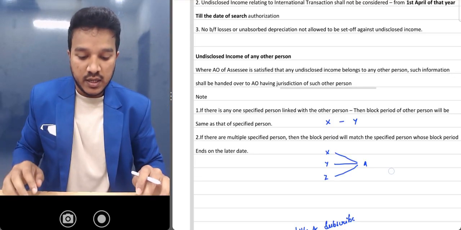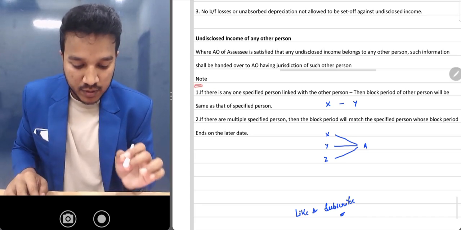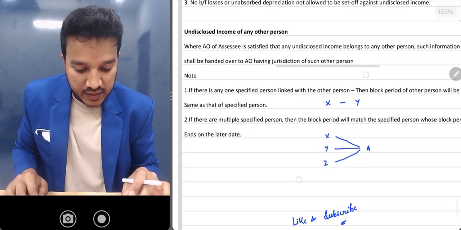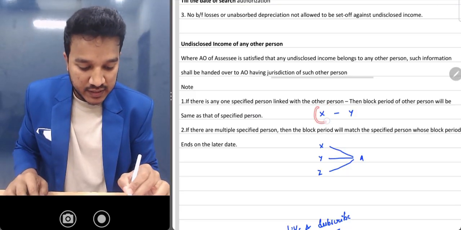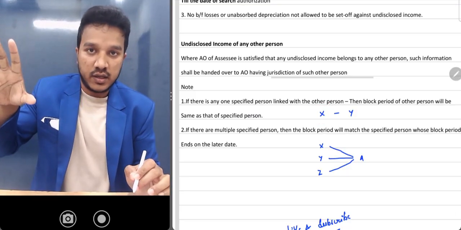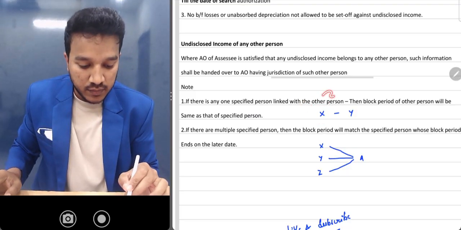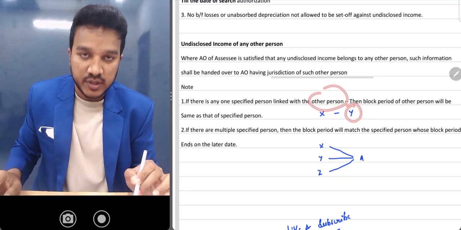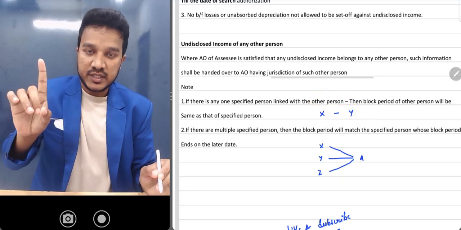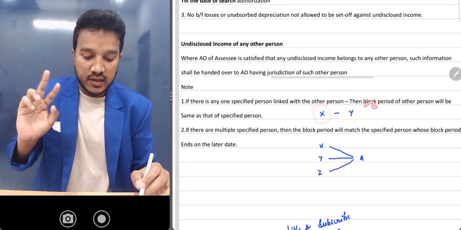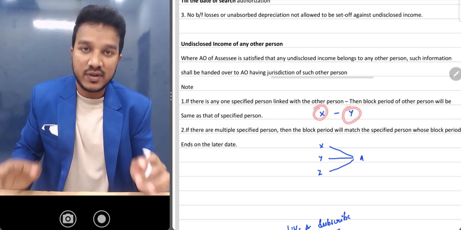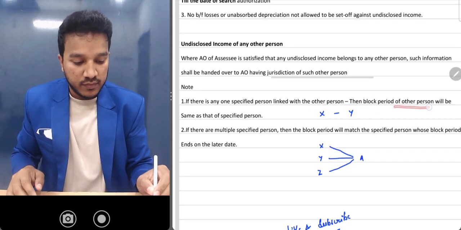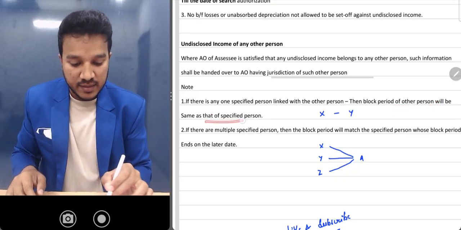Now here they are going to talk about the time limits. If there is one specified person, that is your X, you are doing a raid in the house of X, and linked with the other person, there you have found the information of Y. Here there is one specified person, that is your X, and then you have found the information of Y. Then the block period of X and block period of Y will be the same. Block period of the other person will be the same as the specified person.